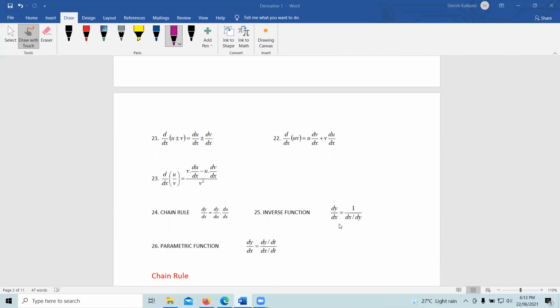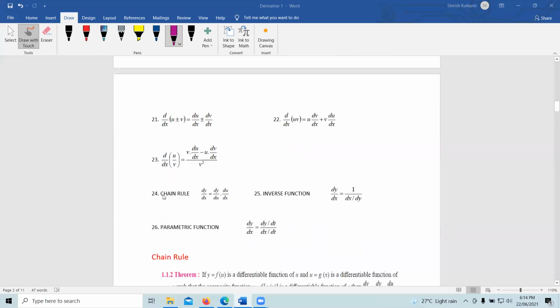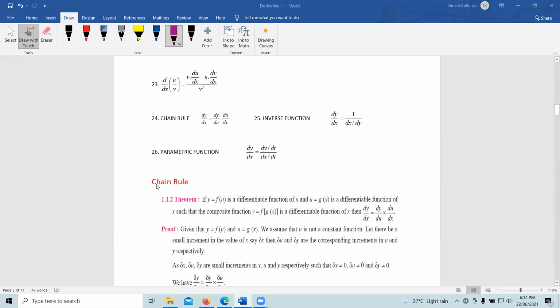Then the inverse function: dy by dx is equal to 1 upon dx by dy. And then parametric functions: dy by dx is equal to dy by dt upon dx by dt. We have already studied the u plus or minus v, u into v and the quotient rule in 11th standard. In 12th standard, there are a total of 3 rules: the chain rule, parametric function and inverse function. Now first we discuss the chain rule.